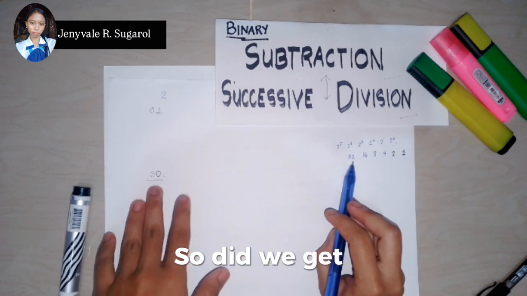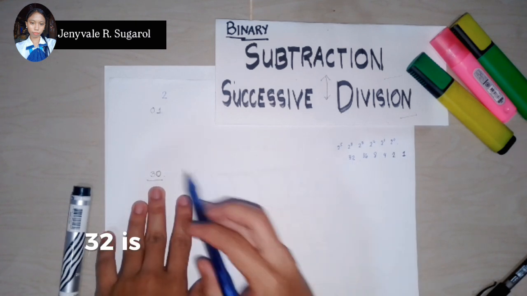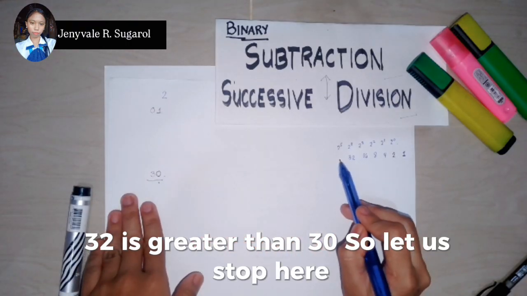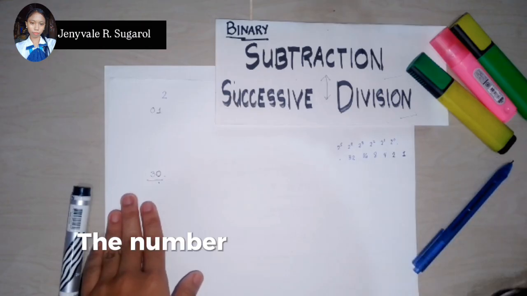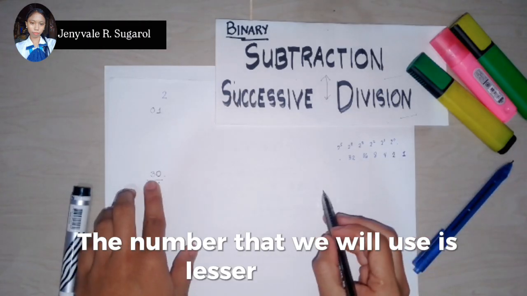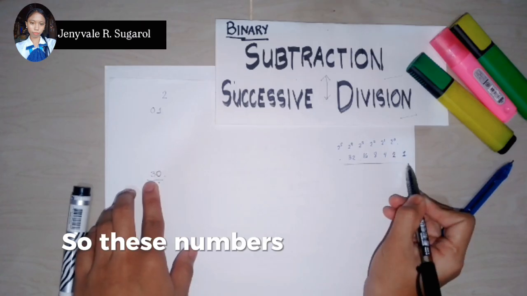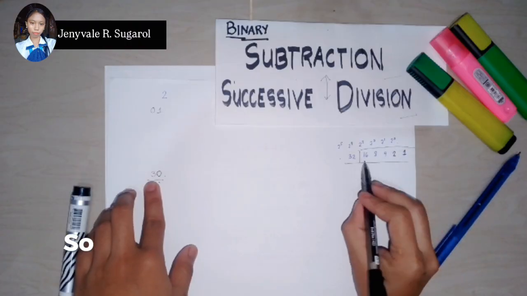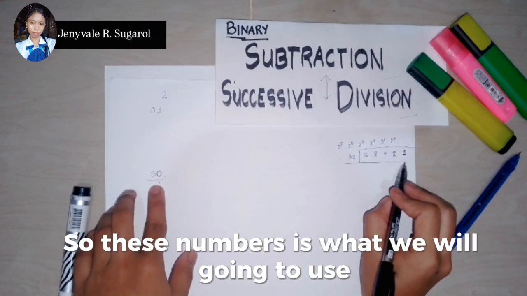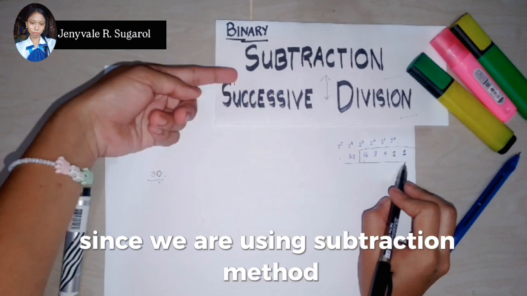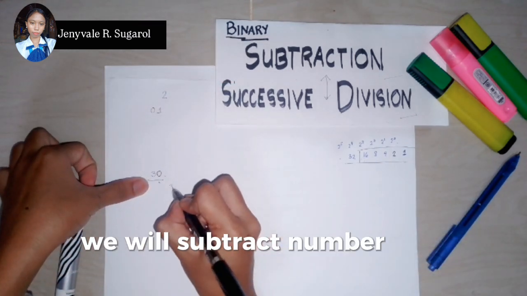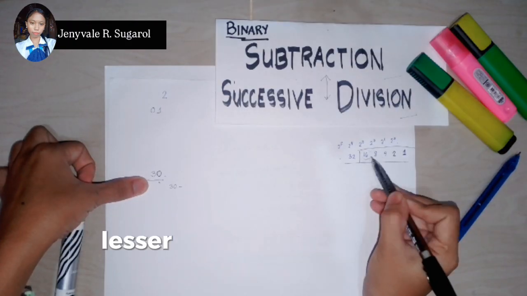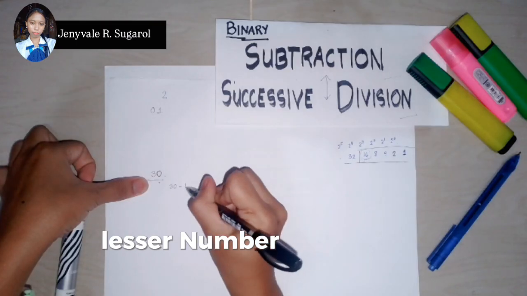So did we get it? 32 is greater than 30. So let us stop here. The numbers that we will use are lesser than 30. So which of these numbers is lesser than 30? The number 16. So this is the number we are going to use. Since we are using the subtraction method, we will subtract from the number 30 the lesser number, 16.